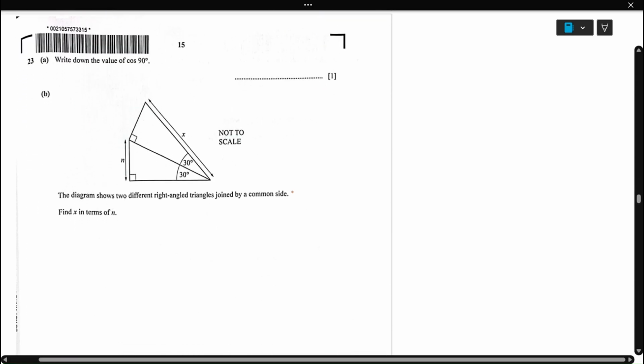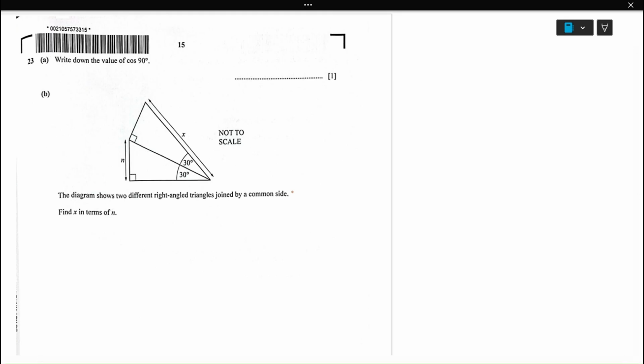Next, question 23. Write down the value of cos 90. Cos 90 is going to be 0. Next one, the diagram shows two different right angle triangles joined by a common side. Find x in terms of n.